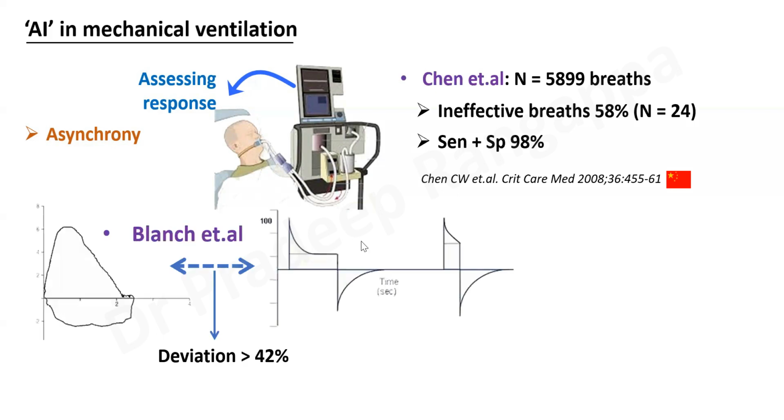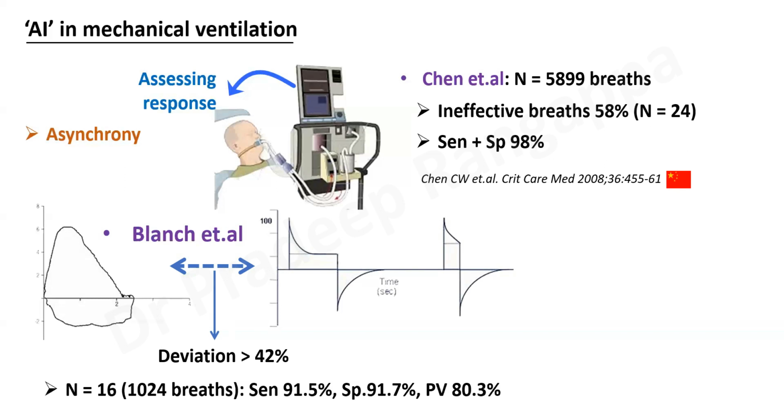And they have found there is a huge discordance or divergence between the scalars and the flow volume loops, and there can be deviation of more than 42% in most of the ventilated patients. And this has been shown in some of the studies, because this was a study where they assessed 1024 breaths, and they've shown there is a divergence or deviation between every breath with regards to the ventilated breath and what the patient is needing, and there is dyssynchrony.